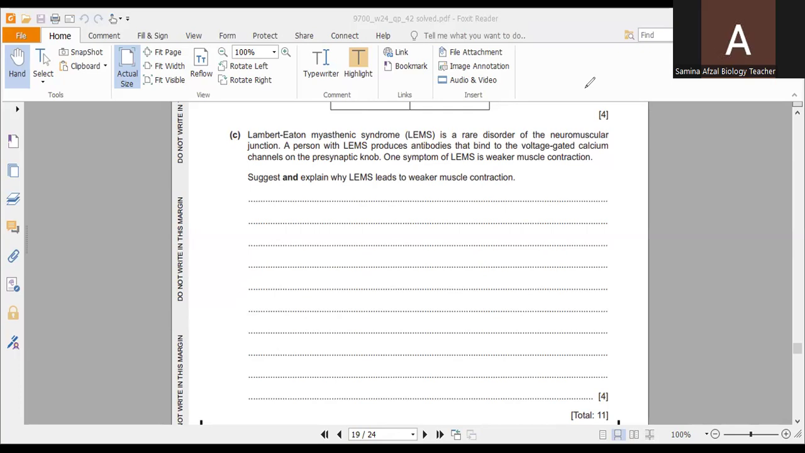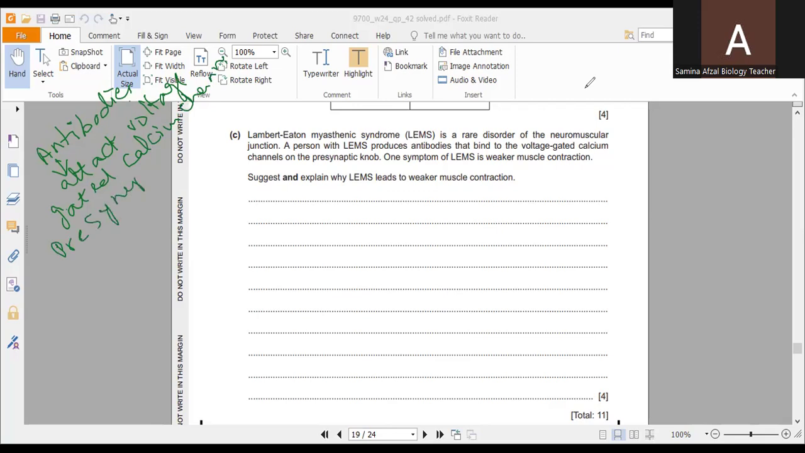Well, students, Lambert-Eaton myasthenic syndrome is characterized by the body's immune system mistakenly producing antibodies. These antibodies attack the voltage-gated calcium channels located on the presynaptic nerve terminal. These calcium channels are crucial for the release of acetylcholine, a neurotransmitter that signals muscle contraction.